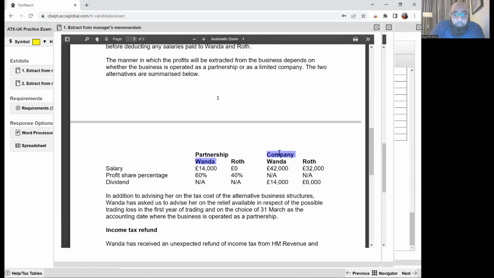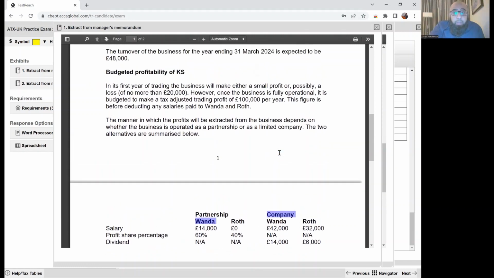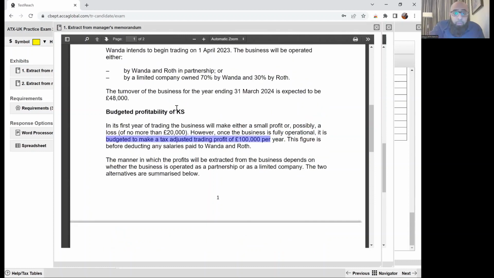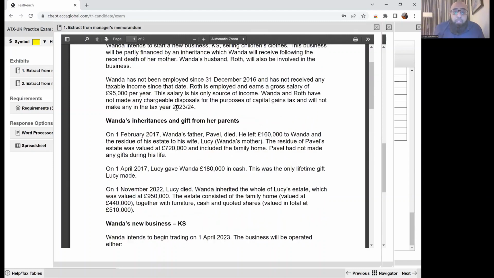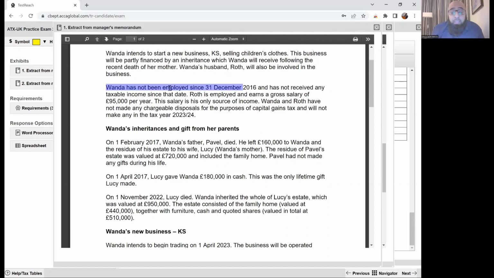So let's see where some detail is given about the loss. In the first year of trading, the business will either make a small profit or possibly a loss of no more than 20,000. However, once the business is fully operational, it is budgeted to make a profit of 100,000 per year. Apparently this is the only information given about the loss. If we go further, we can find that Vendor has not been employed since 31st December 16 and has not received any income. Roth is employed and earns a gross salary of 95,000 per year.